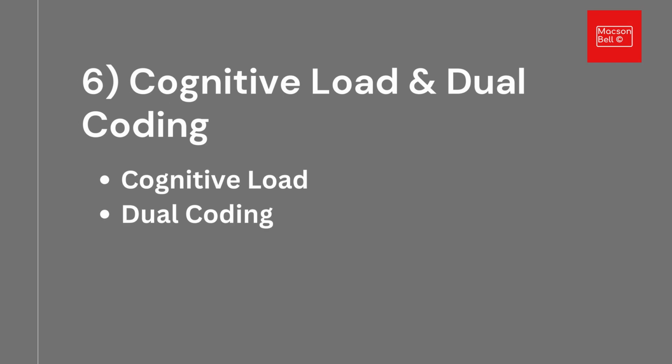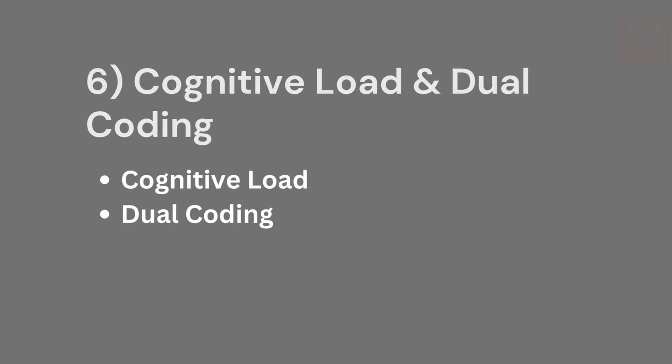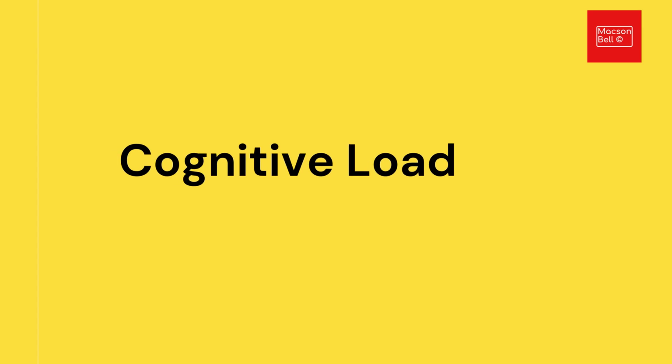6. Cognitive load and dual coding exercise. Cognitive load. Cognitive load is the total mental effort used in our working memory. Think of it as a workspace in our mind where we process information. However, this workspace has limited capacity. If information is presented in a complex or confusing way, it becomes harder for the working memory to handle, making the message less comprehensible and more challenging to remember.